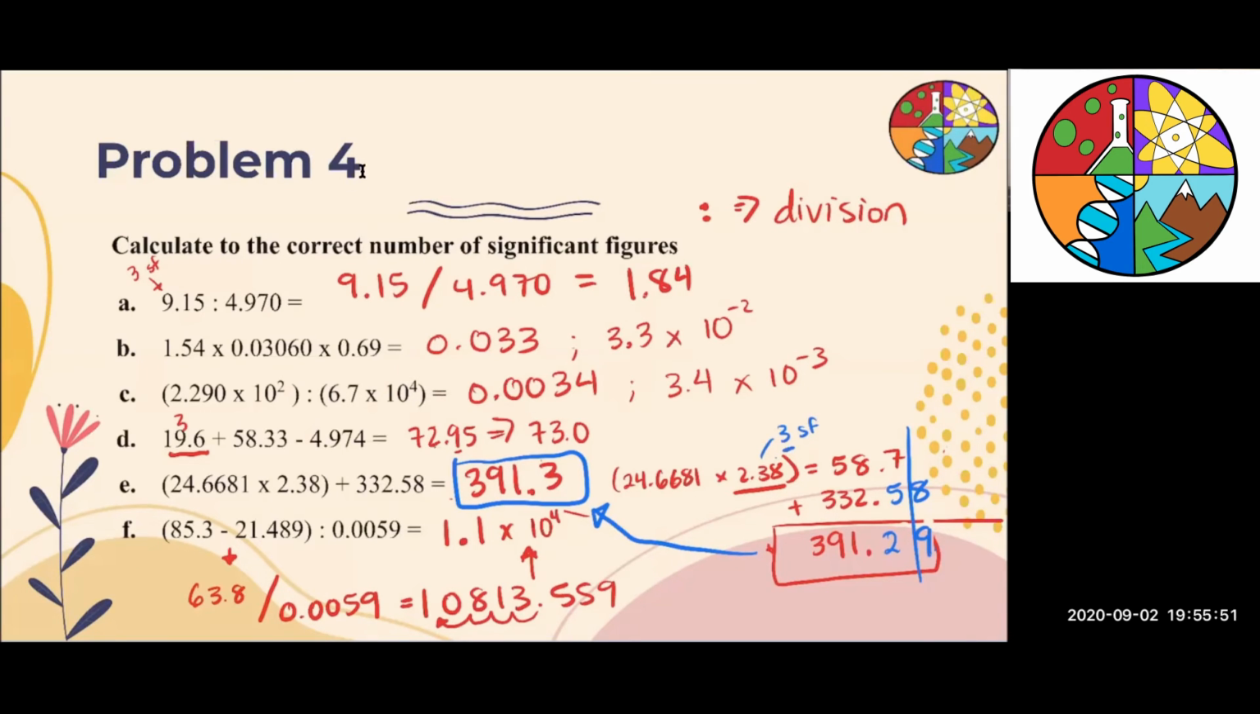Oh, he just corrected it. Yeah, 1.1 times 10 to the fourth. Yeah, that's the right answer. Okay. Do you guys want me to clarify anything, or are we good to go to the next slide? Next slide. Okay.